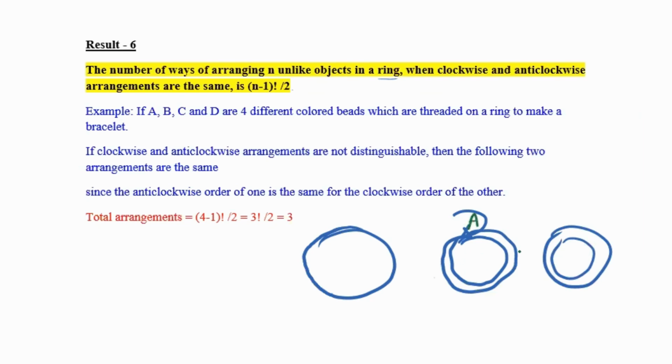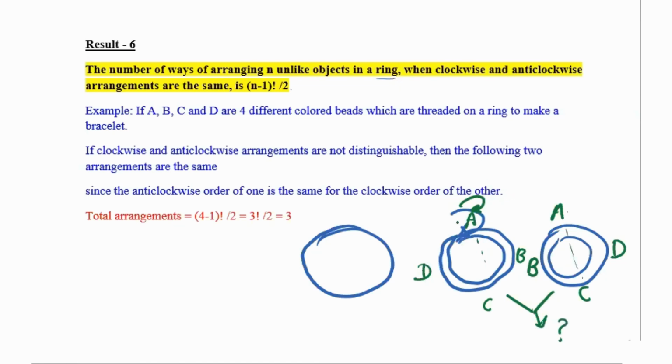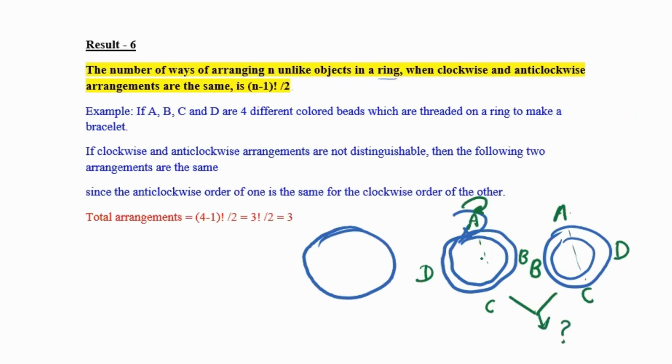Which means if we have A, B, C, D like this, and we twist this around this axis right here, and we look at it this way, A and C will not change. D and B, however, will change. Are these 2 different objects? But are these the same arrangement? But they look different. So how do we consider that?